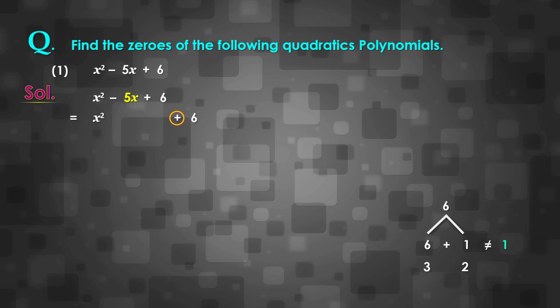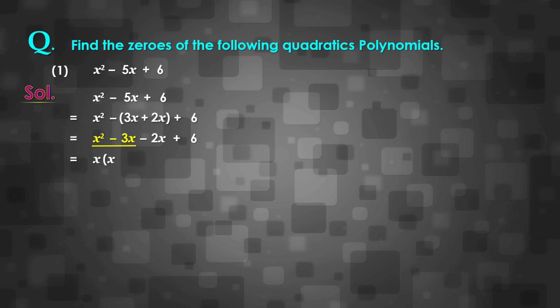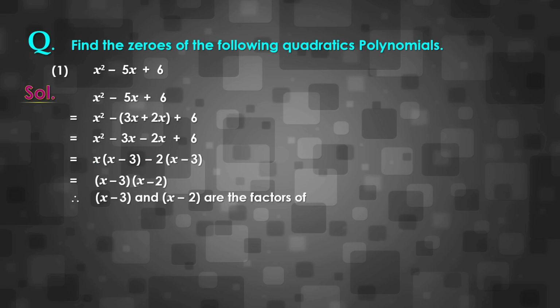Now we rewrite the middle term minus 5x as minus 3x minus 2x. So the expression becomes x squared minus 3x minus 2x plus 6. Next, we group the terms. From the first two terms, we take x common. From the last two terms, we take minus 2 common. This gives us the common factor x minus 3. So the expression becomes x minus 3 multiplied by x minus 2. Therefore, the factors of the quadratic polynomial are x minus 3 and x minus 2.